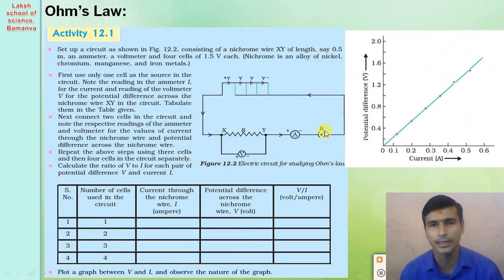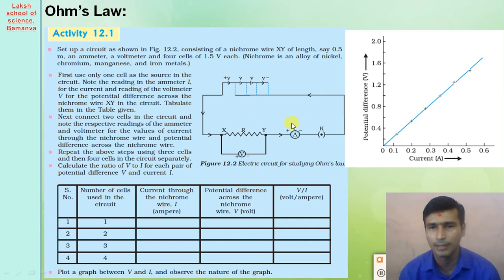In the activity we take 4 cells, each of 1.5 volt. Take 4 pencil cells, each of 1.5 volt potential difference. This one is the positive terminal, this one is the negative terminal. First of all, the requirement is to take 4 pencil cells each of 1.5 volt. Then take a conducting wire of nichrome. Nichrome is an alloy of nickel, chromium, manganese and iron. Take one nichrome wire of length 0.5 meter.